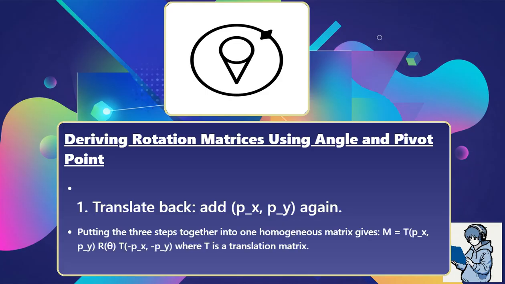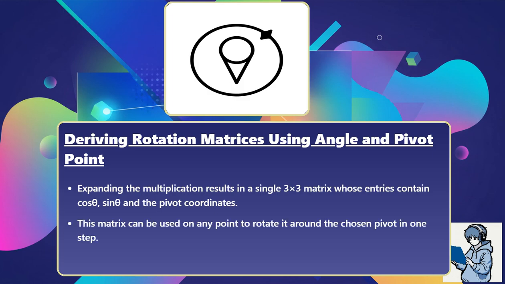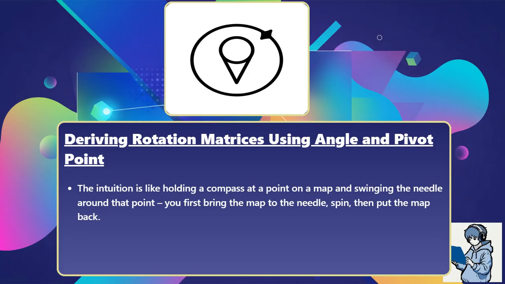Putting the three steps together into one homogeneous matrix gives M = T(P_x, P_y) times R(theta) times T(-P_x, -P_y), where T is a translation matrix. Expanding the multiplication results in a single 3x3 matrix whose entries contain cos theta, sin theta, and the pivot coordinates. This matrix can be used on any point to rotate it around the chosen pivot in one step. The intuition is like holding a compass at a point on a map and swinging the needle around that point. You first bring the map to the needle, spin, then put the map back.